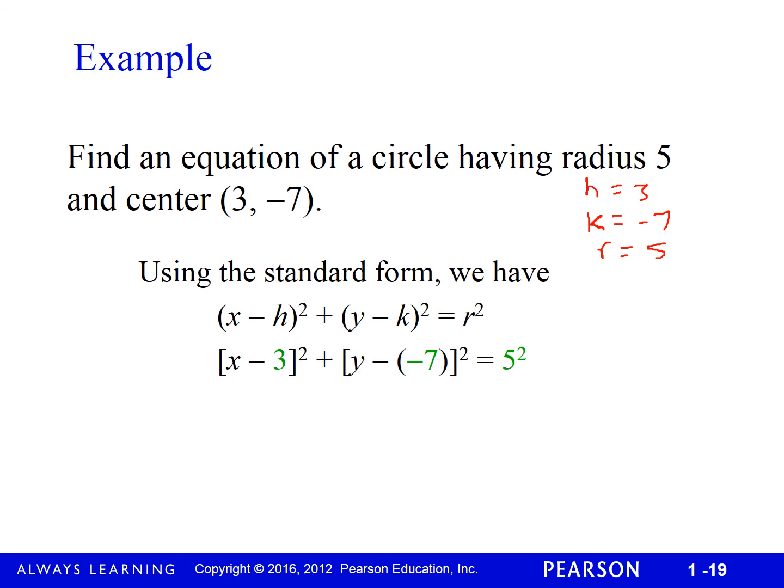Notice we're squaring the r, so we're going to have 25 on the right hand side, and on the inside we have x minus 3 and a y plus 7, since we're subtracting a negative, which happens before the squaring. And so that's it. That's the equation of the circle.